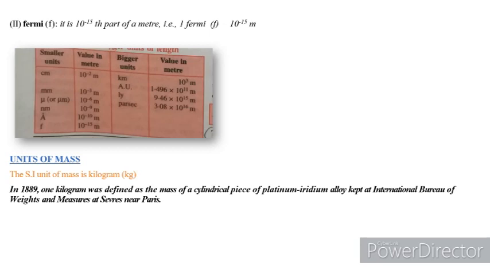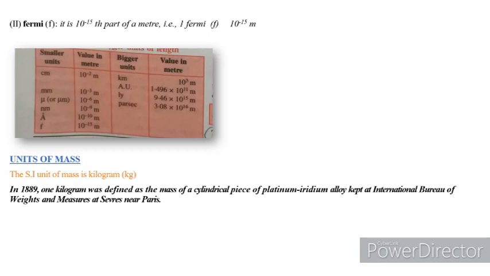Okay, you see now here an image that is in the text. You just go through this image, what it is, and the sizes of bigger and smaller units. Now we are going to move to the next topic, unit of mass. The SI unit of mass is kilogram.